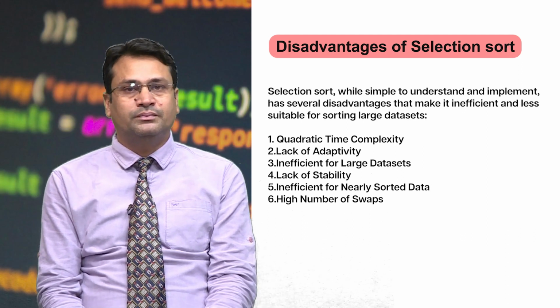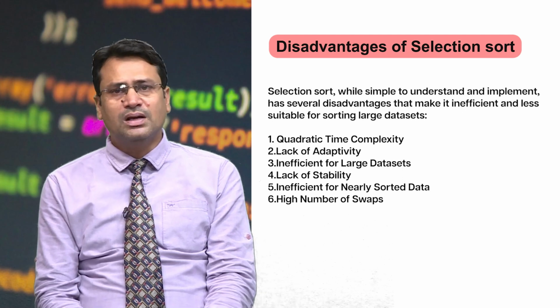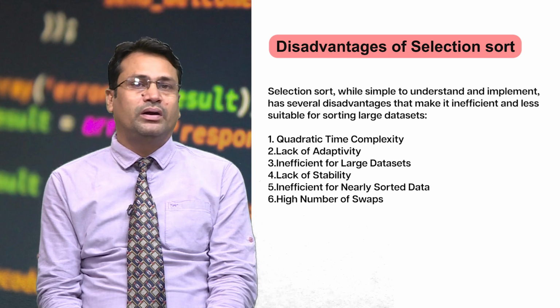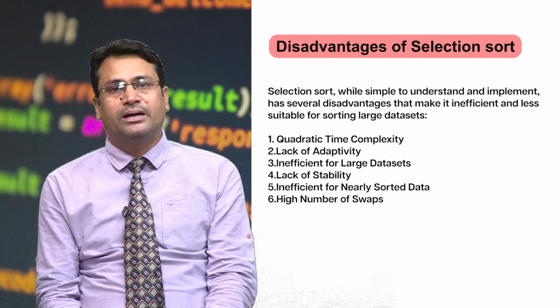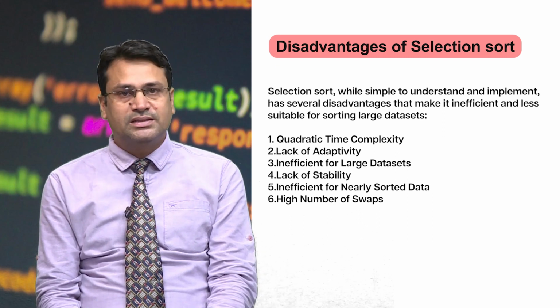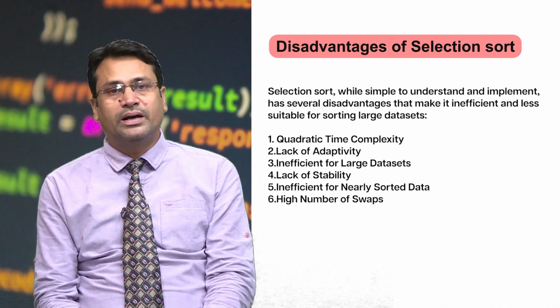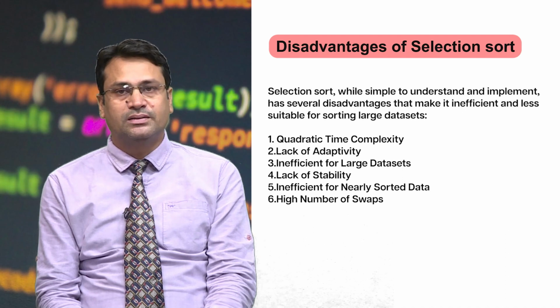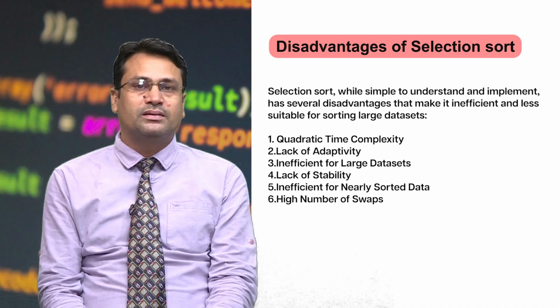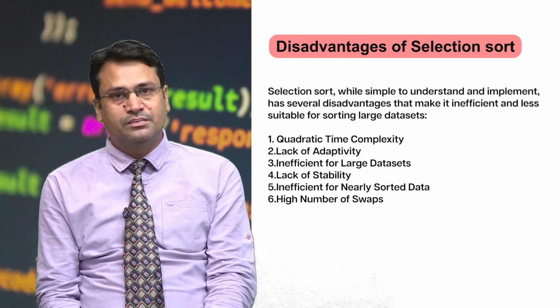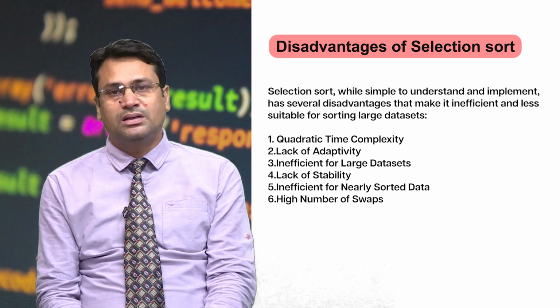Inefficient for nearly sorted data. Selection sort's simplicity comes at a cost. It does not take advantage of any existing order in the data, making it inefficient for nearly sorted or partially sorted data sets. More advanced algorithms like insertion sort or adaptive sorting algorithms are better suited for such scenarios.